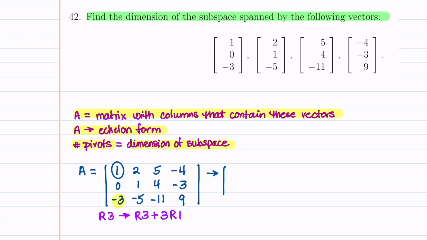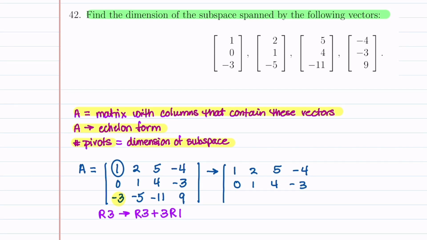Let's see what this gives us. Our first two rows are going to stay the same. Let's now look at our row 3. We're going to have 1 times 3 gives us 3, minus 3 is a 0. And then 2 times 3, which is 6, minus 5 gives us a 1. And then we have 3 times 5 is 15, minus 11 gives us a 4. And then lastly, we have minus 12 plus 9 gives us a minus 3.